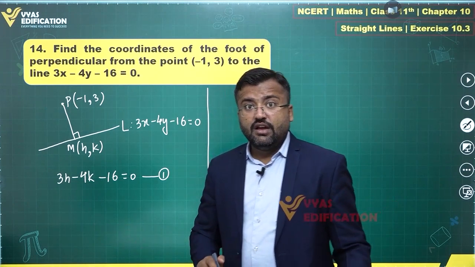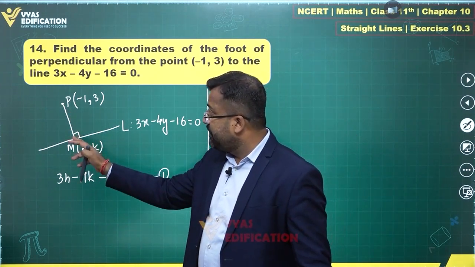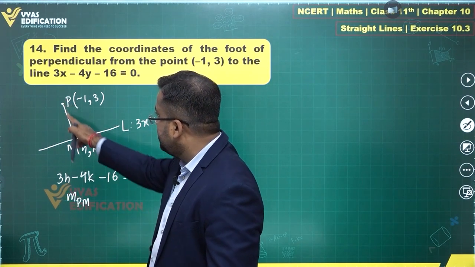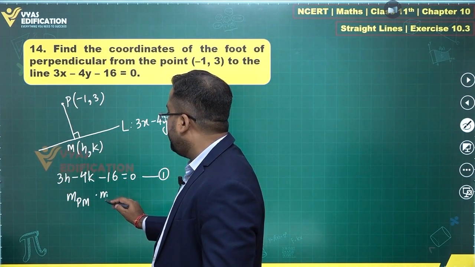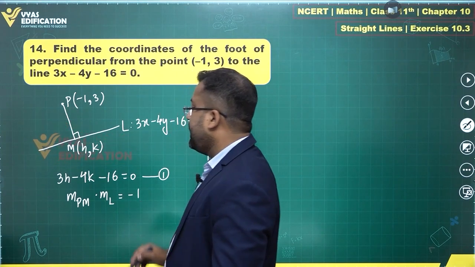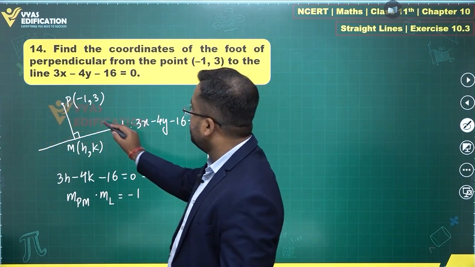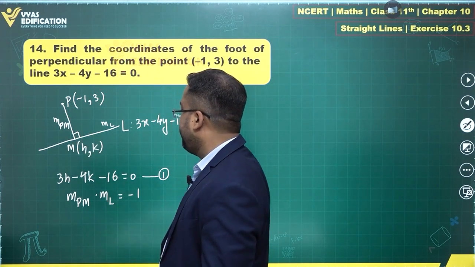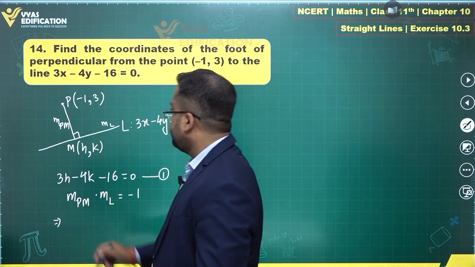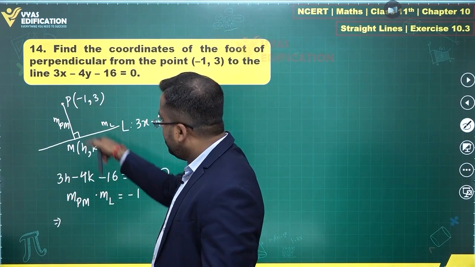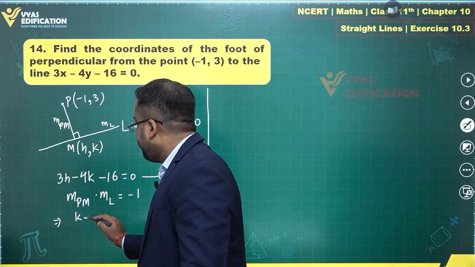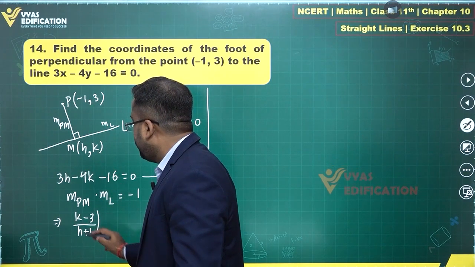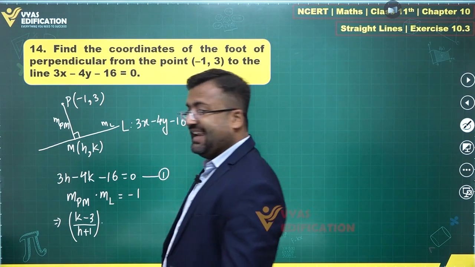Another equation that you can observe is this is perpendicular, right? So the slope of PM times the slope of line L will be equal to minus 1. That's what you can observe. If this is slope of L and this is slope of PM, what is slope of PM equal to? Slope of PM will be k minus 3 upon h plus 1. This is the slope. What is slope of L?